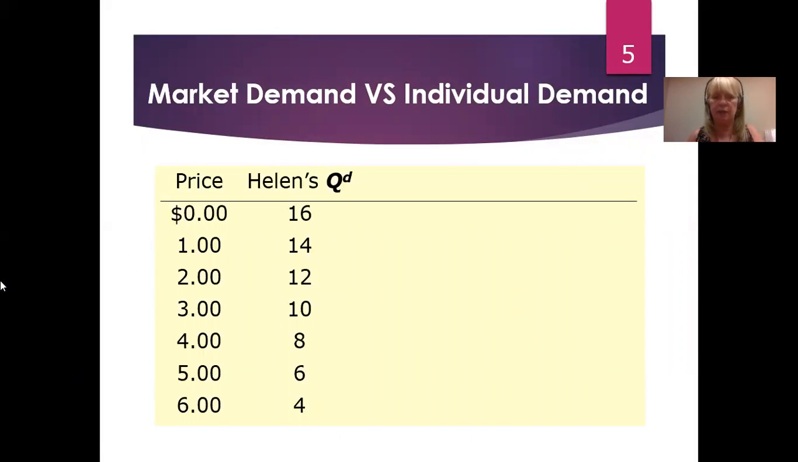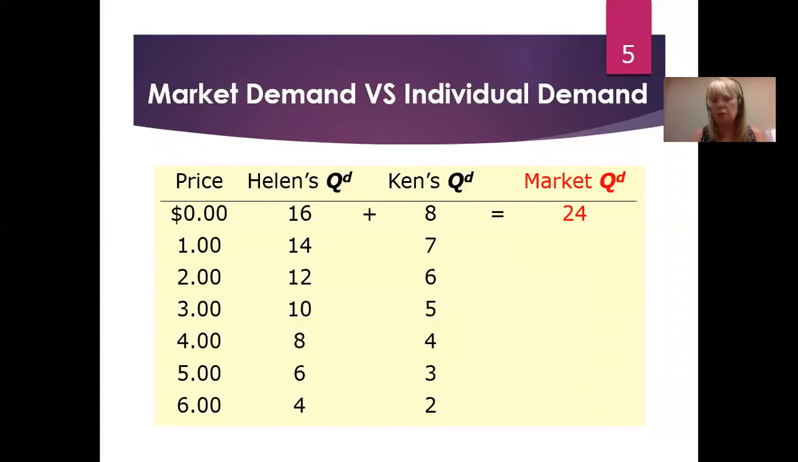We have Helen's demand. We see it here. And these are the same numbers that we saw in the previous slide on the demand schedule. But now we have a second participant. We have Ken as well. And here's how many he would demand at each of the various prices. So if Helen's going to demand 16 when we're giving them away, and Ken is going to demand 8 when we're giving them away, what's your market demand? 24, right? You simply add them together.